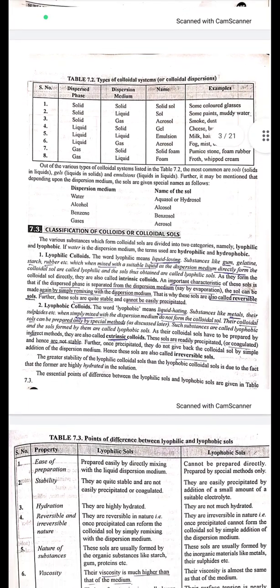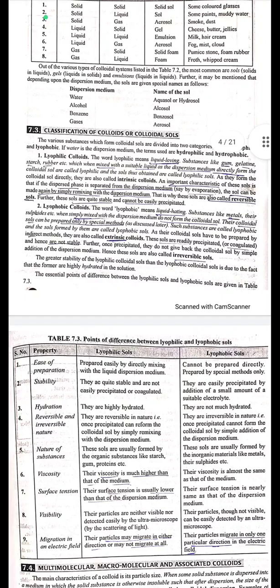Classification of colloids or colloidal sols. The various substances which form colloidal sols are divided into two categories, namely lyophilic and lyophobic. If water is the dispersion medium, the terms used are hydrophilic and hydrophobic. First, lyophilic colloids. The word lyophilic means liquid loving.